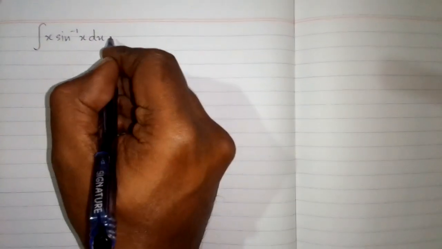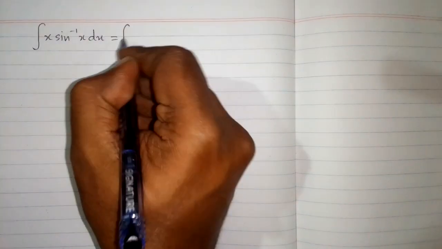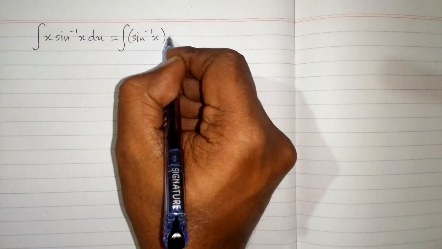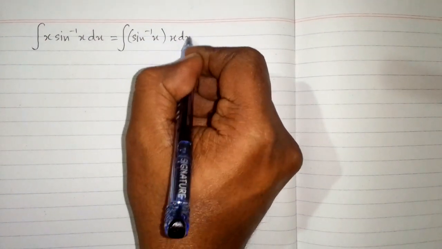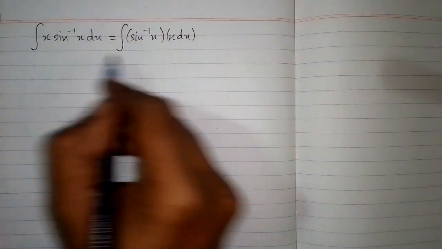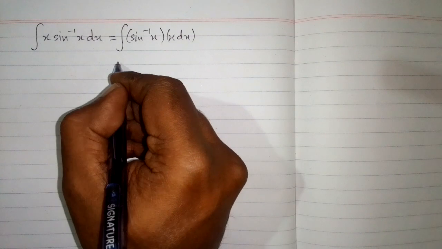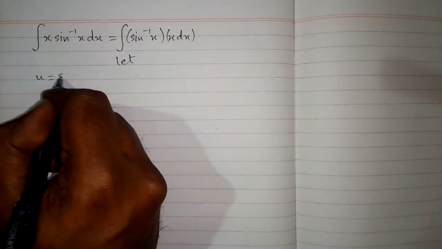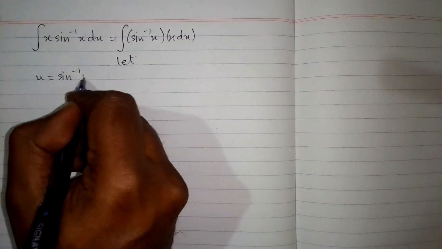In this video, we will find the integral of x times inverse sine of x. So, this integral can be written as inverse sine of x multiplied by x dx. So, we will solve this integral by using integration by parts. So, let u is equal to inverse sine of x.